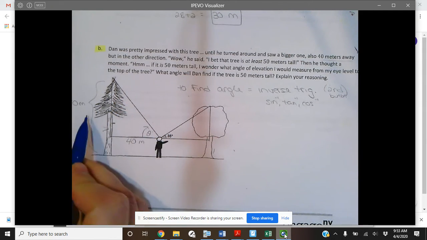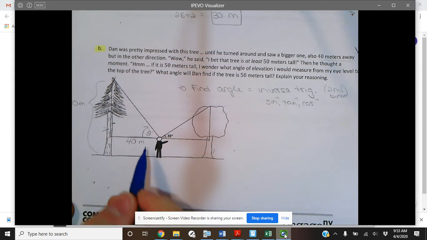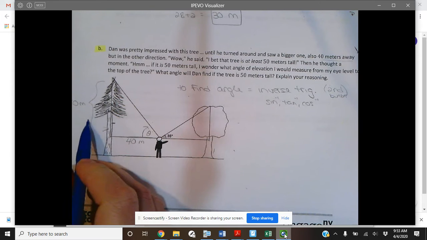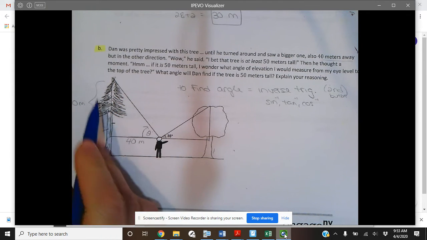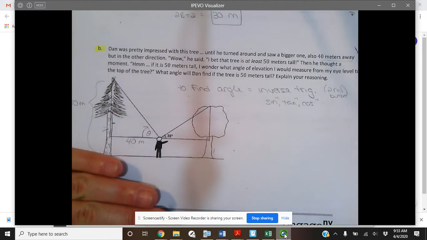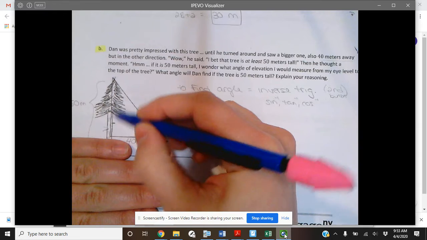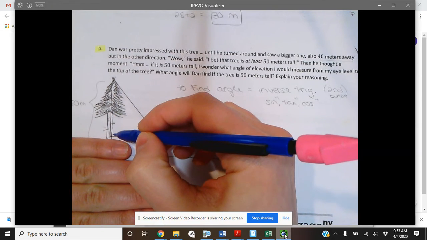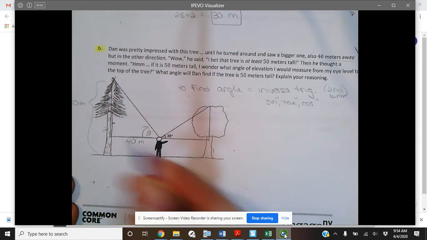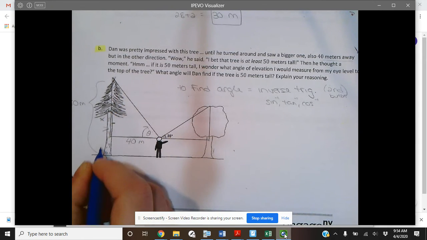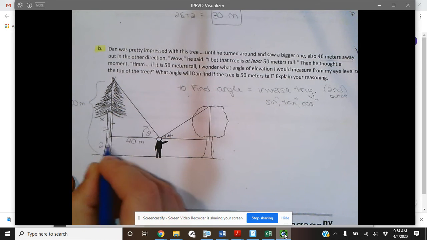All right, so again, we are going to be doing opposite over hypotenuse, right? But the tree is not the height of the triangle. The tree's height is the height of the triangle plus that 2 meters that we said he was. We said he was 2 meters tall.